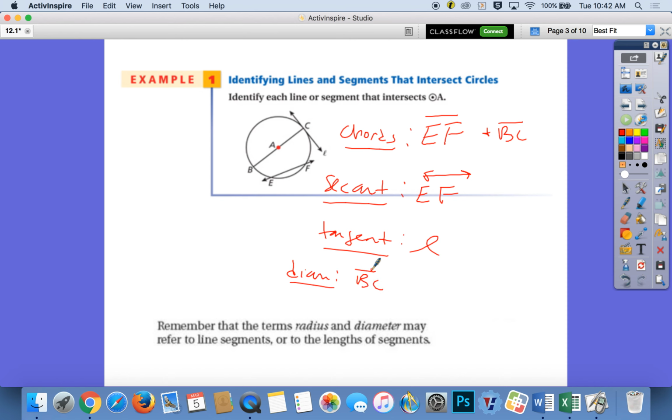Okay, segment BC. And then your radii are going to be AB and AC. And notice they're both segments. Okay, so you guys can say AB, AC, you can say BA, CA. All right, but again, note that they're line segments, not lines. All right.